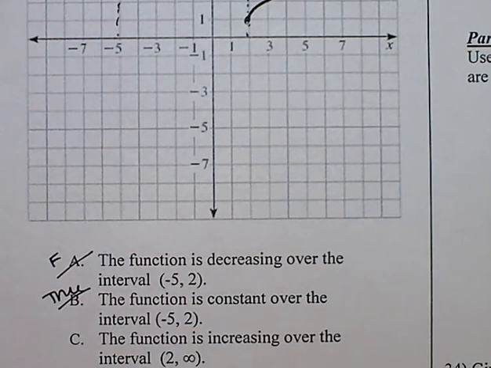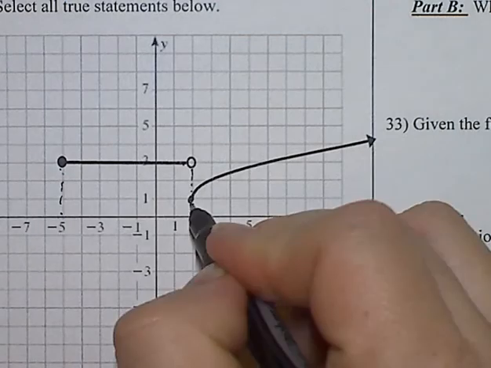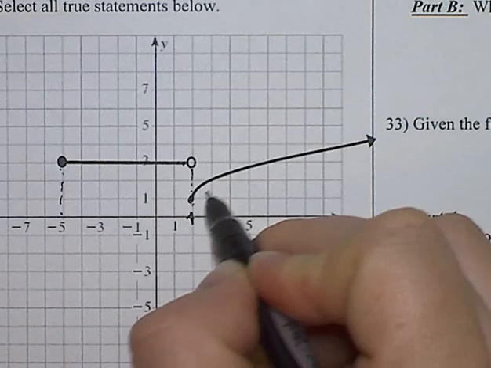Option C, the function increases or goes up from 2 and constantly goes up as it goes to the right. So from x value of 2, and as it continues to go to the right, is it constantly going up? The answer is true.